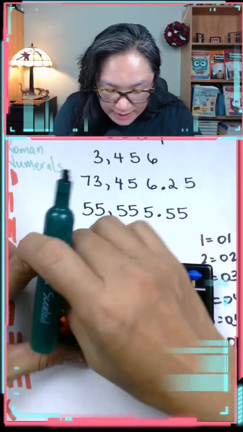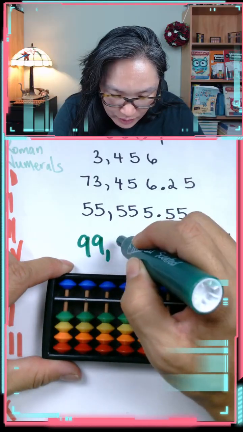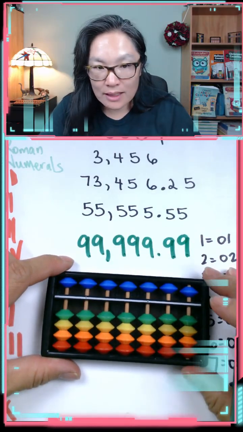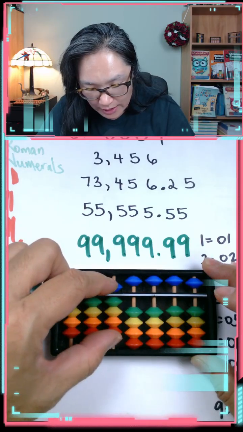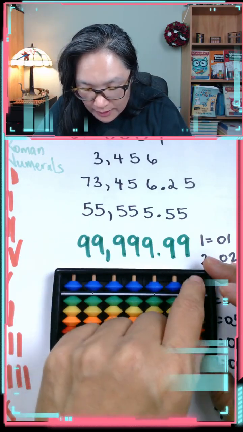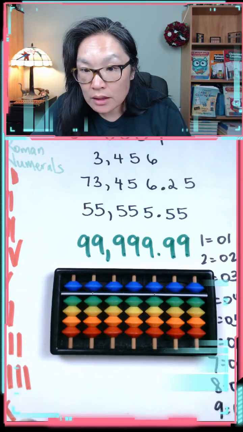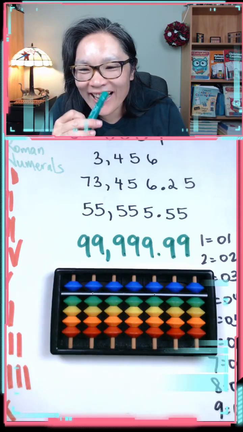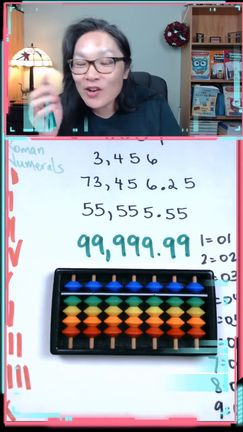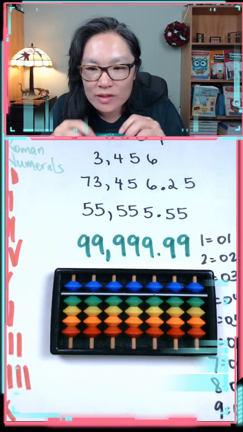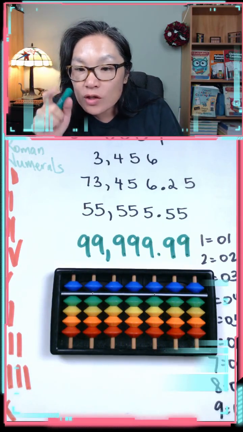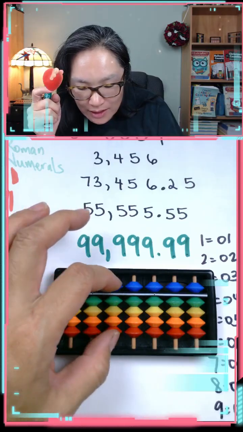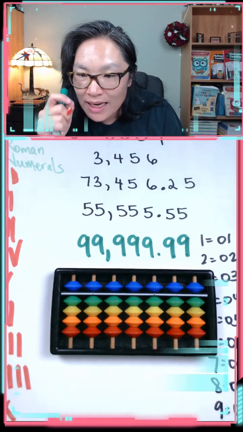Because you have to account for the decimals. So it's 99,999.99. That's what it would be. Yep. No, it's not 99,000. 99,999.99 would be the highest number on this.